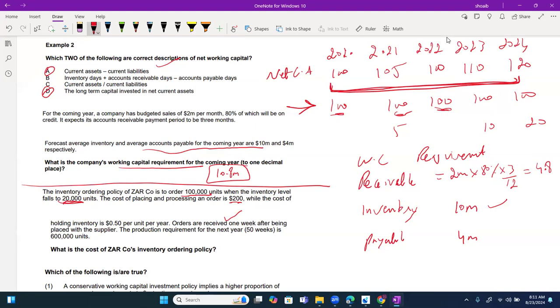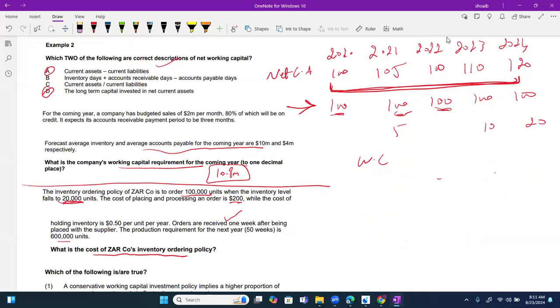Production inventory for the next week is 6,000. Annual demand is 600,000 units. So what we will do, we will calculate the inventory ordering policy. What is the cost of Zarco inventory ordering policy? The question is not asking you to calculate only ordering cost. What is the total cost of ordering policy? So let's calculate the ordering cost and holding cost.